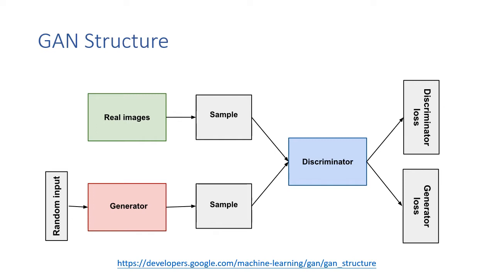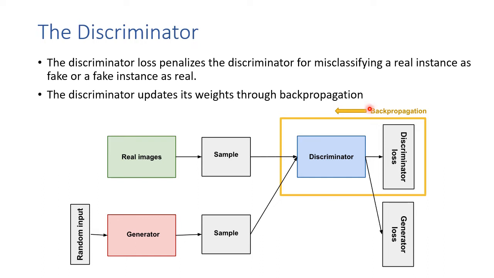We train the discriminator first. The discriminator loss penalizes the discriminator for misclassifying a real instance as fake or a fake instance as real. So it penalizes the misclassification and it updates its weights through backpropagation. Okay. So this is the training of the discriminator. In this phase, we don't train the generator, we just train the discriminator, using the real images and the fake images.